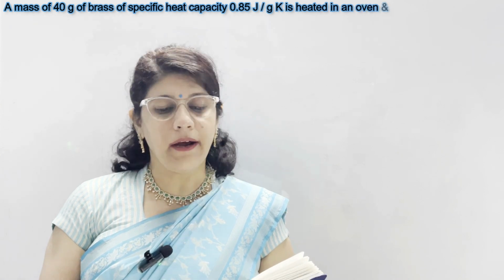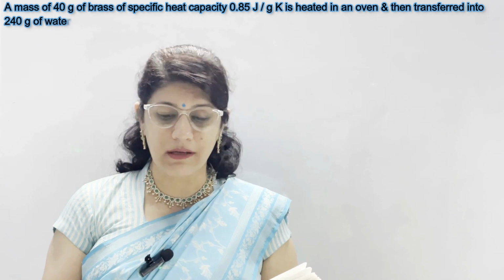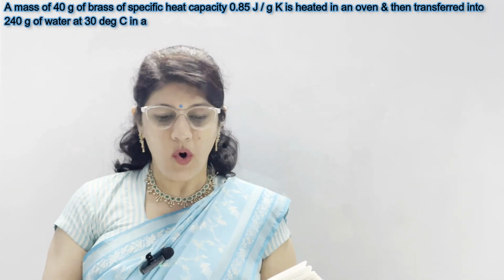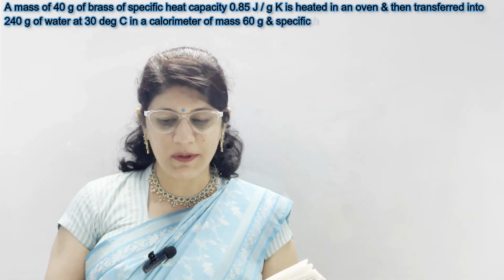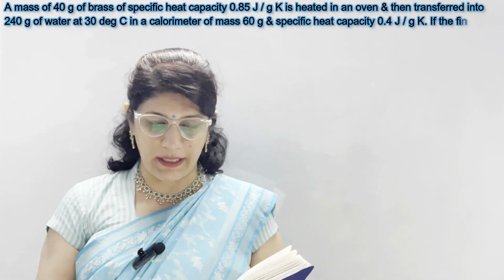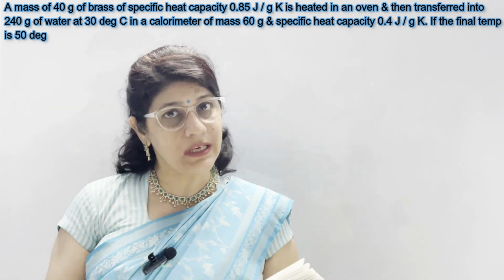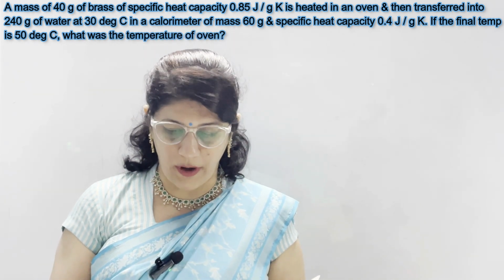In the next numerical, a mass of 40 gram of brass of specific heat capacity 0.85 joule per gram per Kelvin is heated in an oven and then transferred into 240 gram of water at 30 degrees Celsius in a calorimeter of mass 60 gram. Mass of calorimeter is also given and the specific heat capacity of calorimeter is 0.4 joule per gram per Kelvin. If final temperature T is equal to 50 degrees Celsius, what was the temperature of the oven?